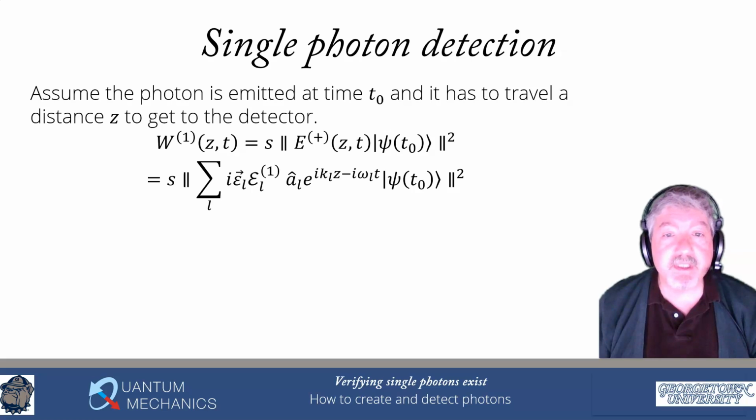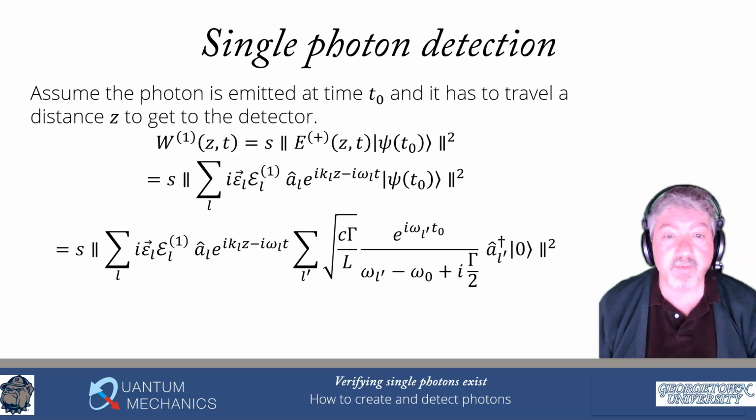So we plug in what E plus of zt is. Remember, that's the term that has the ALs in it. I get a sum over L, i epsilon L polarization, epsilon L of 1, the single photon amplitude, AL lowering operator, e to the i k sub L z minus i omega L t, all acting on that initial state psi of t0, which is this linear combination with this Lorentzian profile that we were just describing.